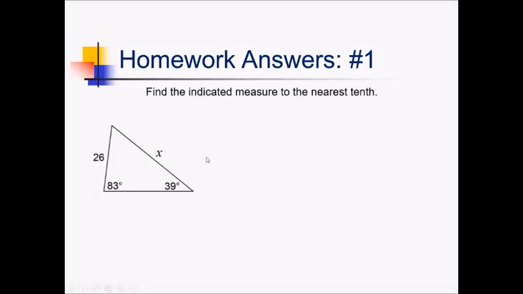For this problem, we're trying to find this missing side of the triangle. Now, since it's not a right triangle, and since I know an angle and a side that are across from each other, I can use the law of sines to figure out anything else I need here. So let me go ahead and set that up. That's sine of A over A equals sine of B over B.